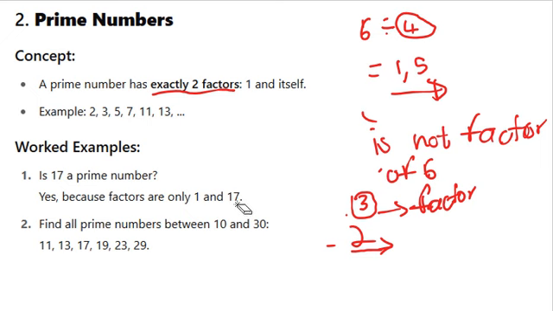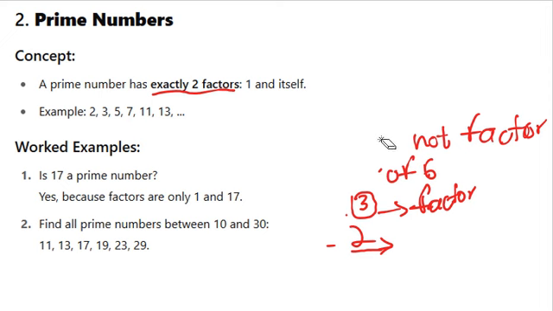So any number that gives you a decimal when you divide it into the original number is not a factor. Remember also that factors cannot be bigger than the number. If I want factors of 8, they will all be below 8, because factors are numbers that can divide a number.